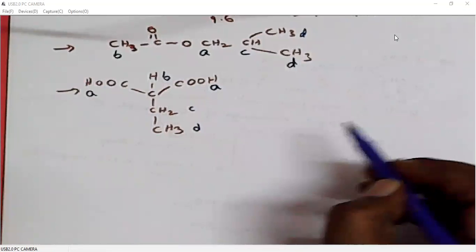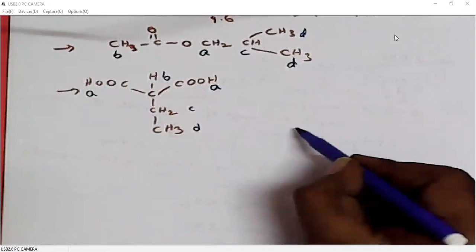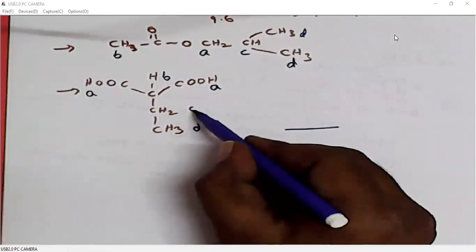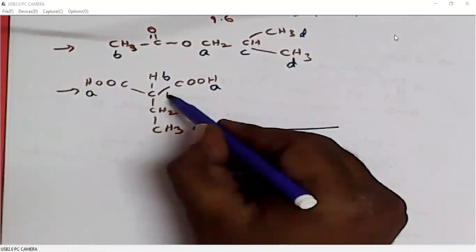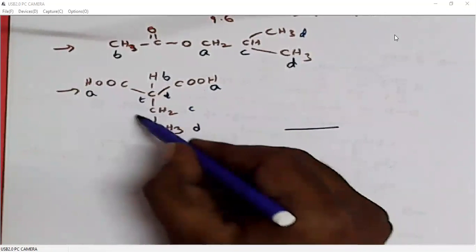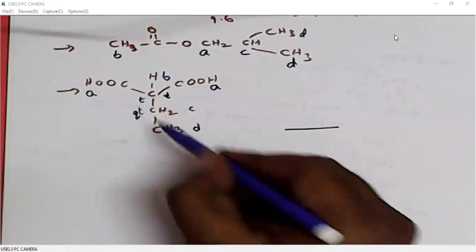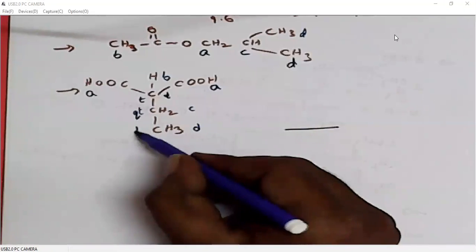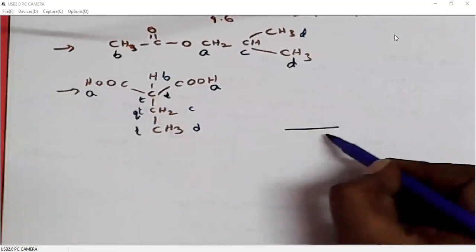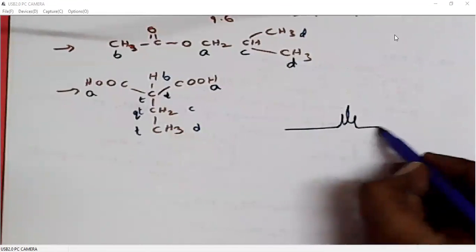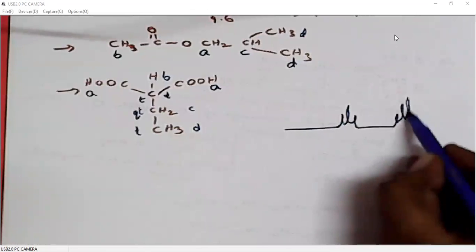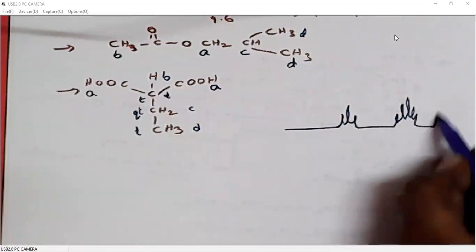Now, if you want to know the exact values, this proton is having 2 alpha protons, so it gives a triplet. This is having 3 plus 1, 4, so it gives a quintet. This is having only 2 protons, so it gives a triplet. Triplet, quintet, and triplet.